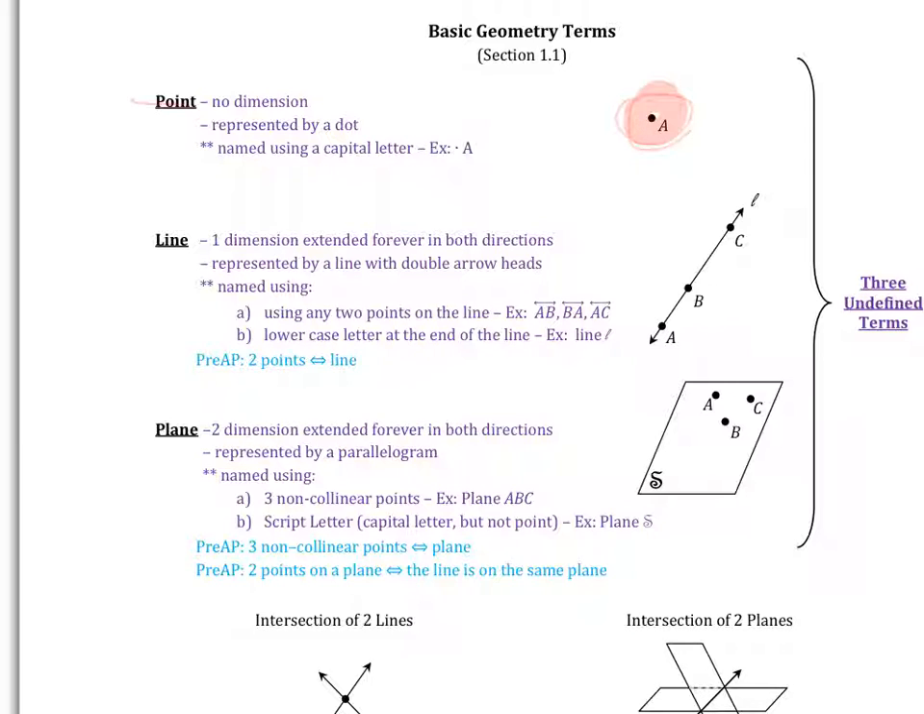A line has one dimension. A line will extend forever in both directions. A line is represented by a line with double arrowheads.